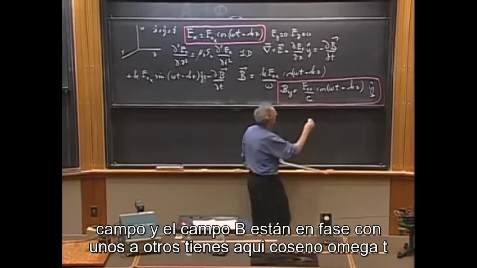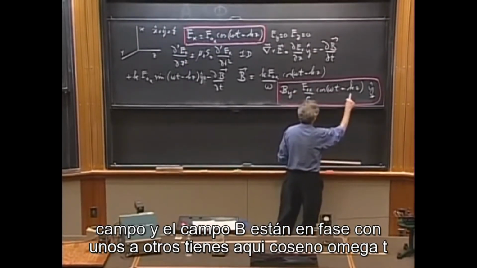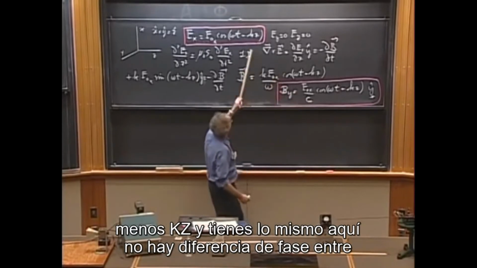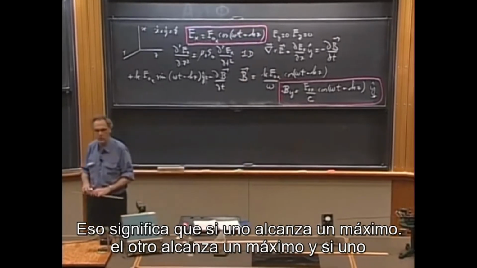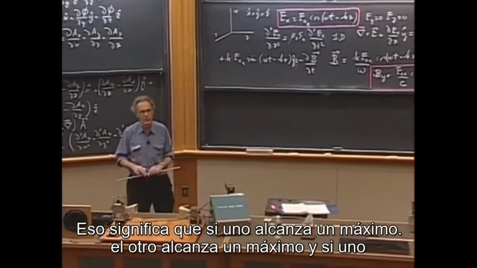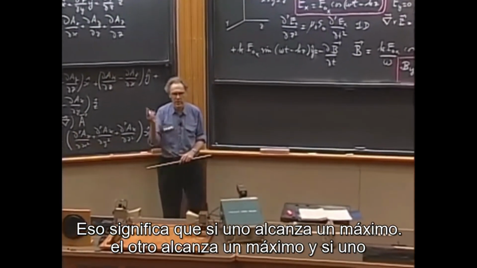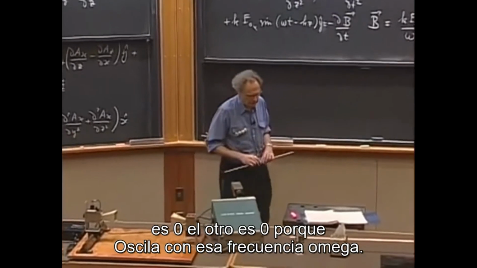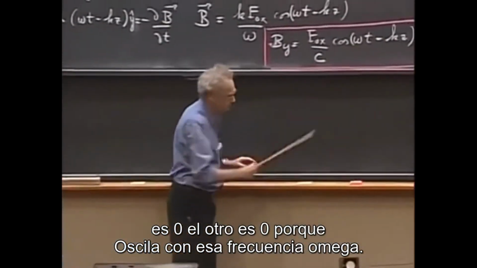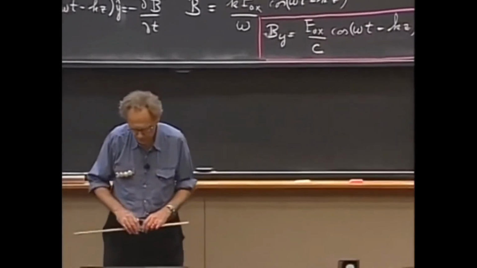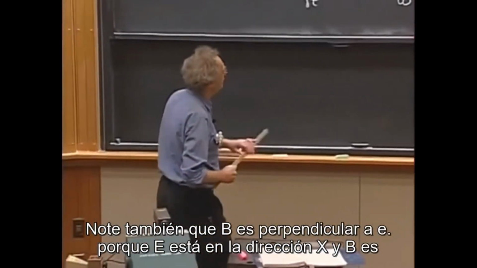Notice also that the E field and the B field are in phase with each other. You have here cosine(omega t minus kz), and you have the same here. There is no phase difference between them. That means if one reaches a maximum, the other reaches a maximum, and if one is zero, the other is zero, because they oscillate with that frequency omega.